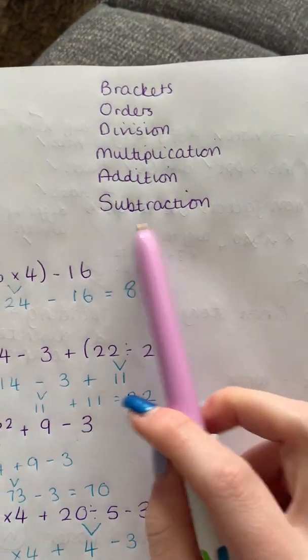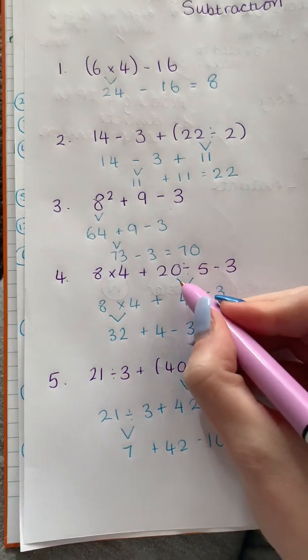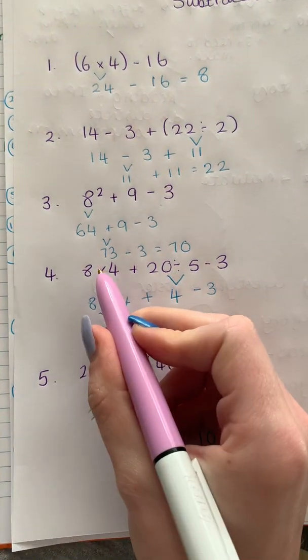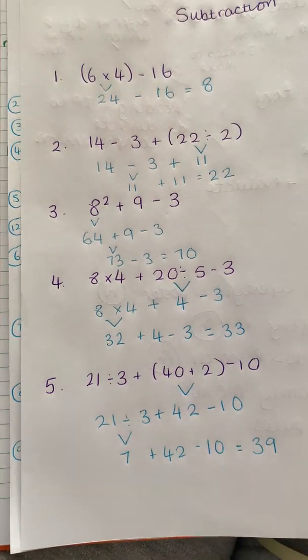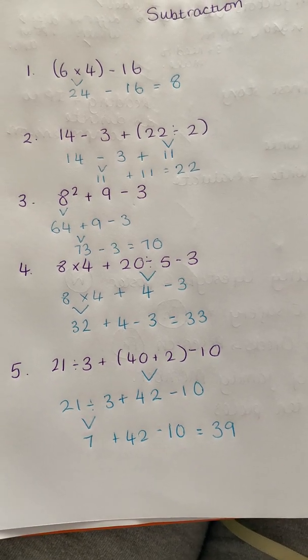So that's how you work out the answers to questions using BODMAS. I would recommend writing BODMAS at the top so that you don't forget. Always bring your little numbers down in the V, and then bring all your other numbers and operations down to help you work out the answer.